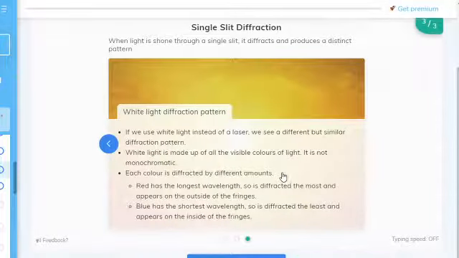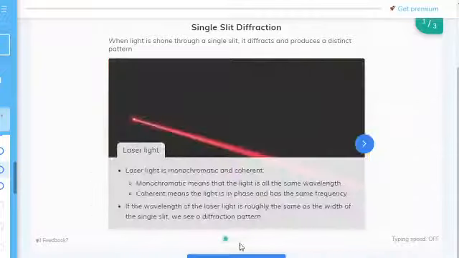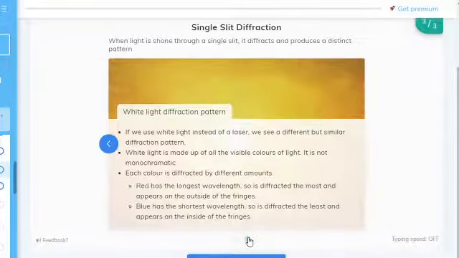So white light. If we use white light instead of a laser, we'll be able to see a literal rainbow. That's because white light is made up of every other light and is not monochromatic. That means it doesn't have the same wavelength. Each colour is diffracted by different amounts. Red is the longest wavelength, so it would diffract the most, while blue has the shortest, so it would diffract the least.